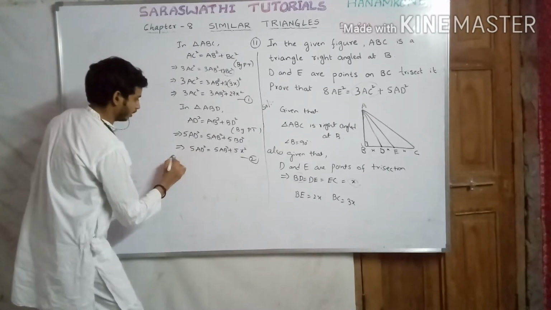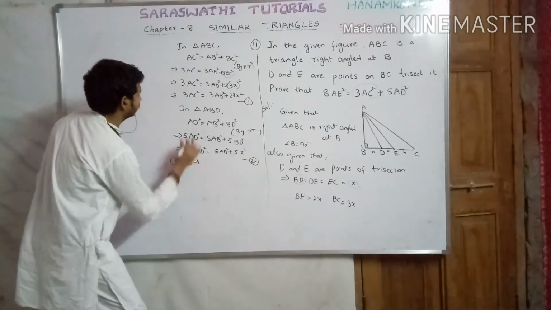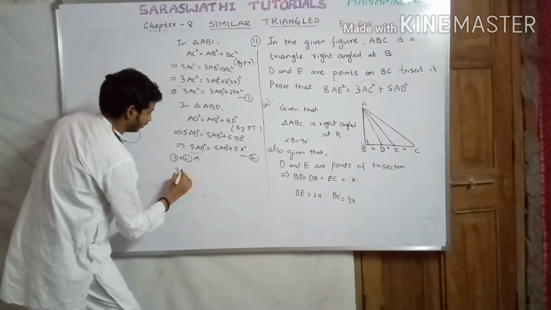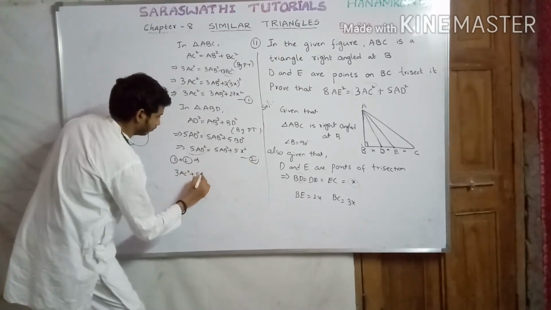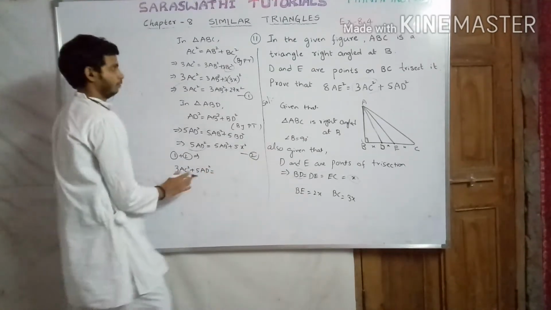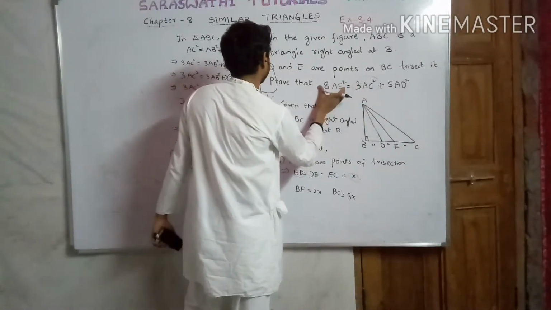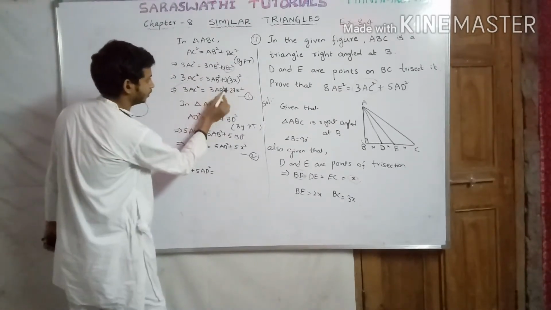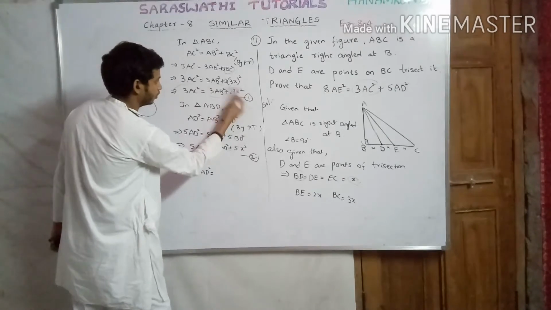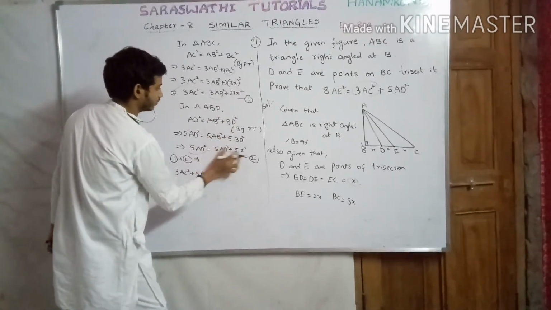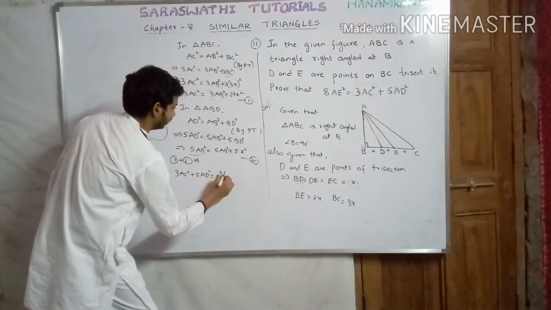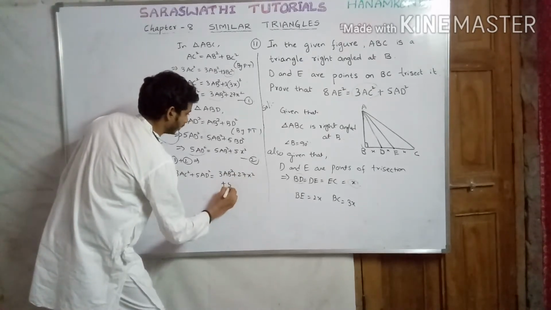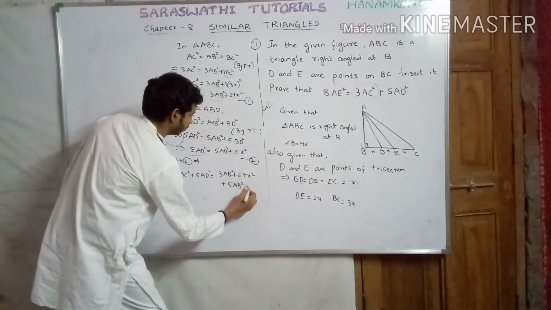Now add both 1 and 2. First plus second, it implies 3AC square plus 5AD square. We have got the RHS part, now we should get the LHS part. So 3AC square plus 5AD square equal to 3AB square plus 27X square plus 5AB square plus 5X square.